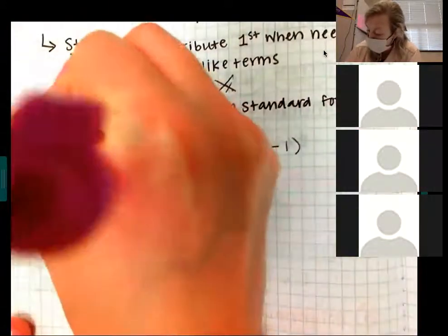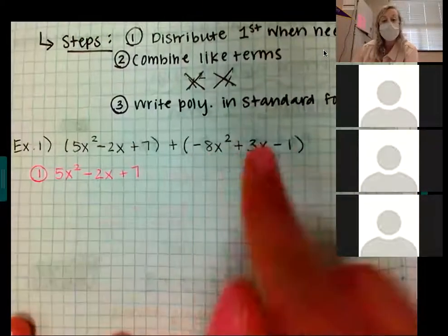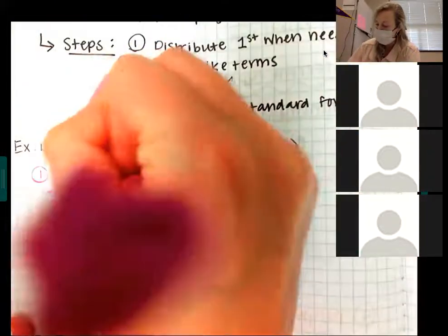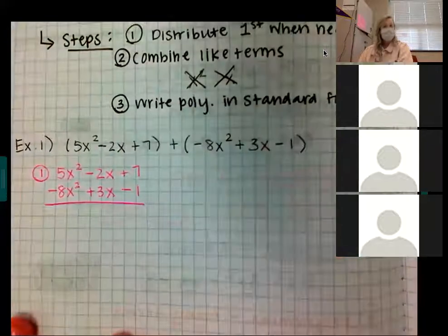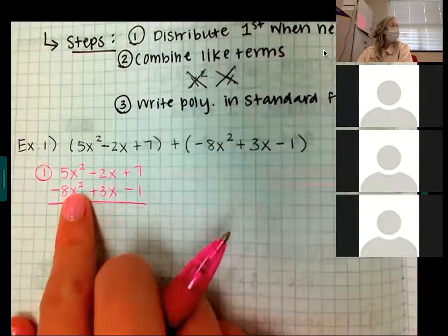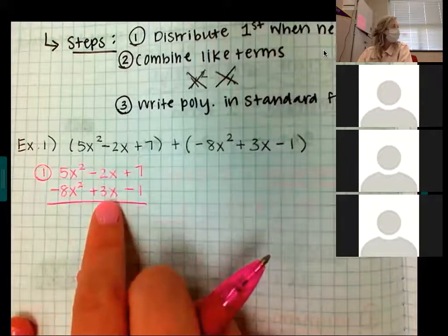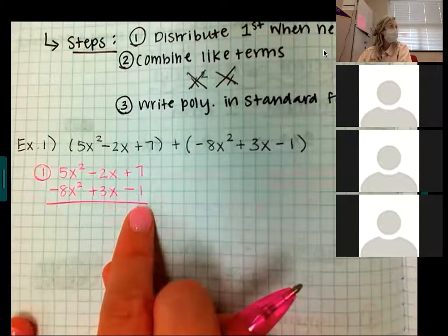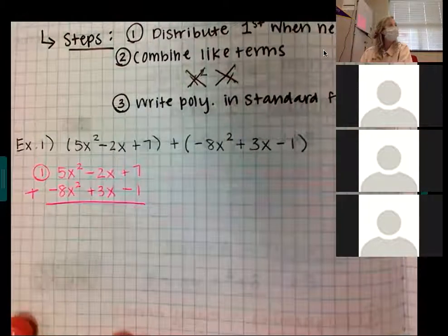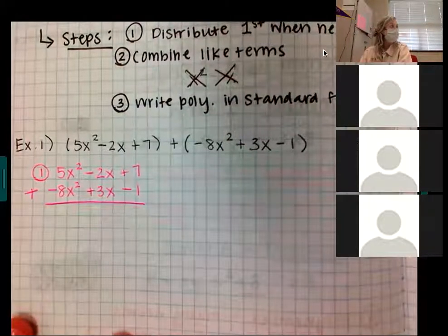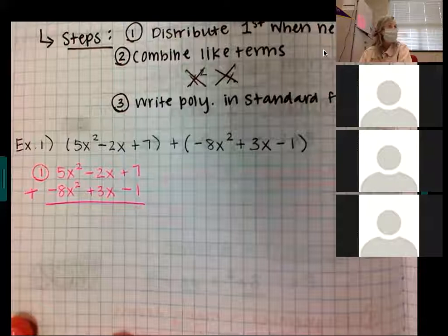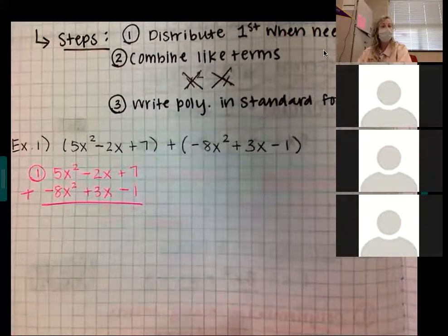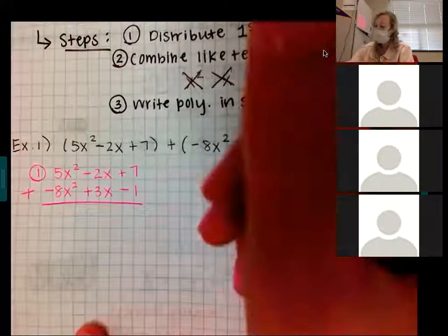The first way, you can do 5x squared minus 2x plus 7, and then line up the other one underneath it, negative 8x squared plus 3x minus 1. Do y'all see how my x squareds are lined up with the x squareds? My x's are lined up with the x's, and my constants, my plain numbers, are lined up with each other too, right? So the first way is to line them up, and you can add them vertically. I don't always have a lot of kids that like it this way, but some people who need help organizing their work, this is the way they like it, okay? And y'all know I like to show you 2 ways. So there's the first way. Don't write it unless you think that's the way you're going to like.